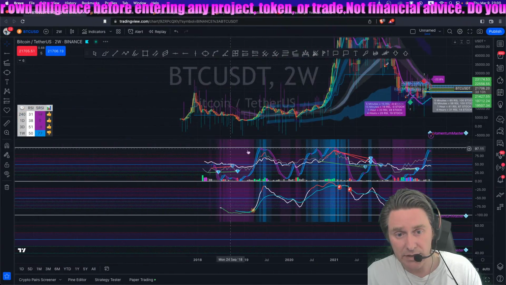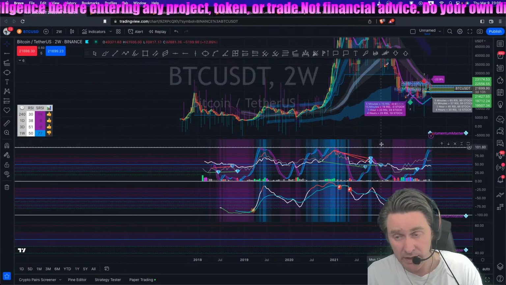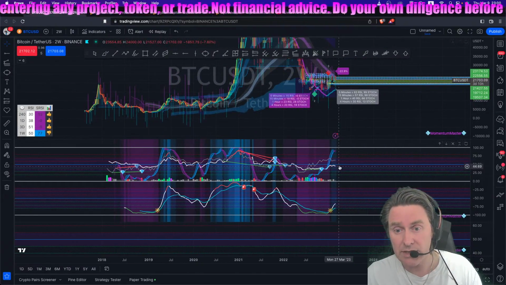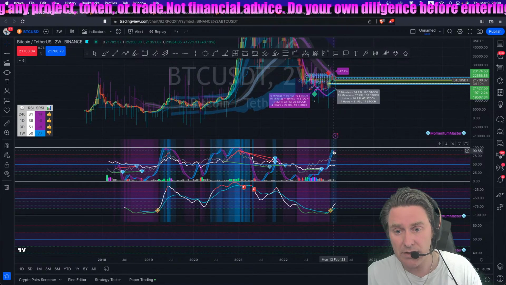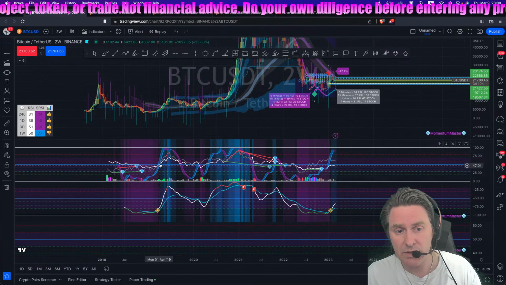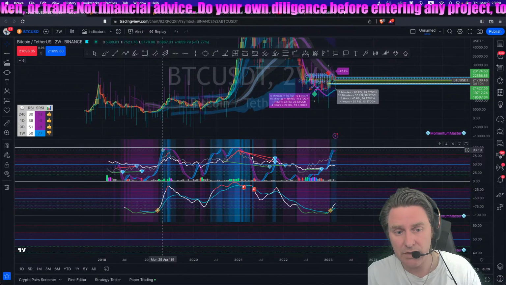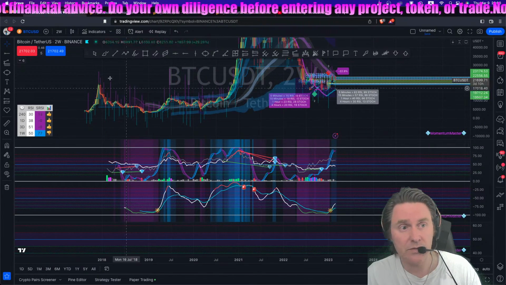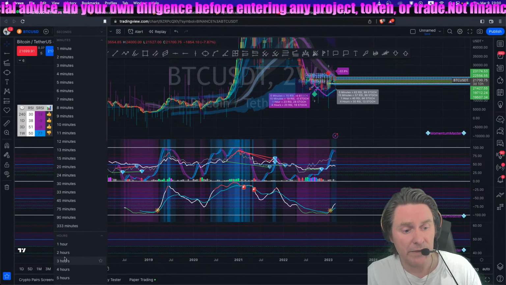It's only happened once before, so it's a new kind of thing to see, but we are overbought on the stochastic RSI, which we were also at that region over here, and we still continued higher. So that's something to think about.